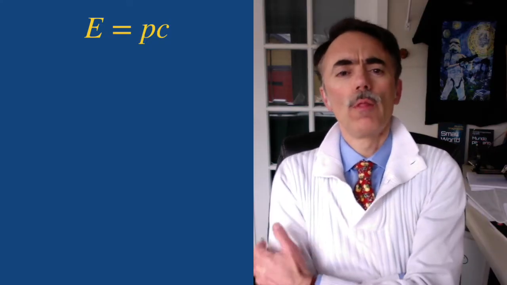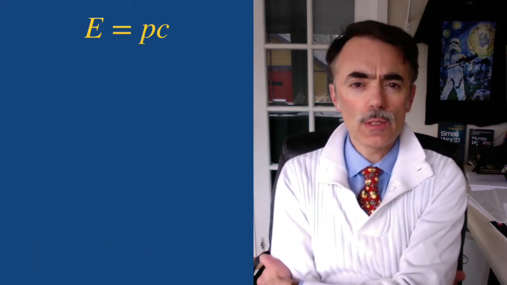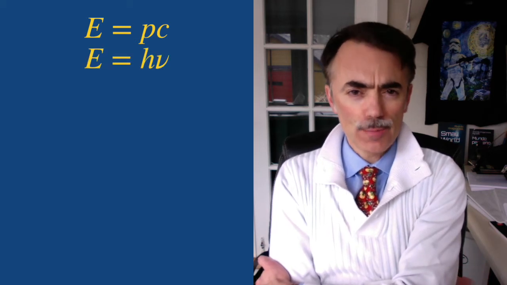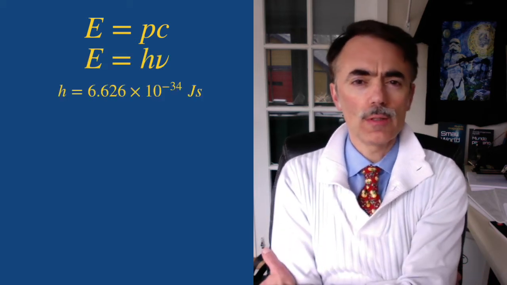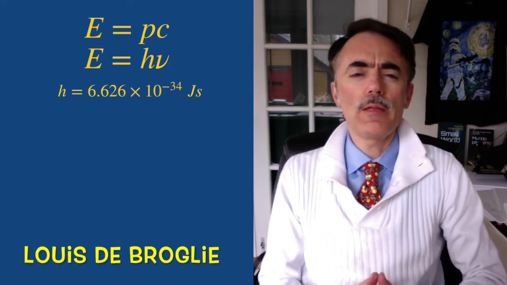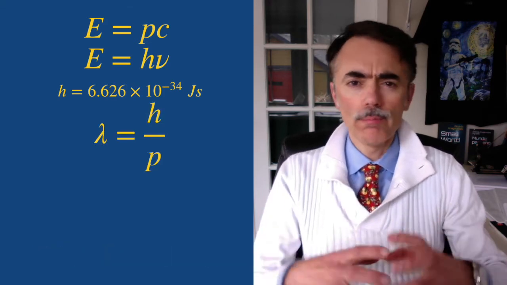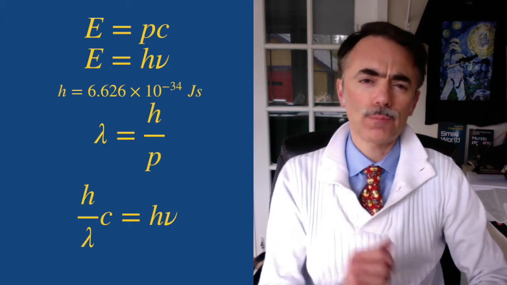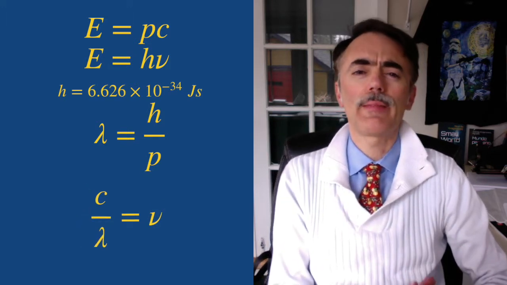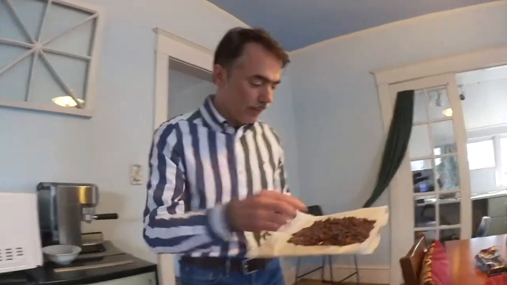We also know from the work of Max Planck that the energy of a single photon is frequency nu times h, where h is Planck's constant and nu is the frequency. But we also know from the work of Louis de Broglie that the momentum is related to wavelength through lambda equal to h over p. Putting these three equations together, we obtain that the speed of light c is equal to lambda times nu, wavelength times frequency. This is the equation that we use to measure the speed of light.